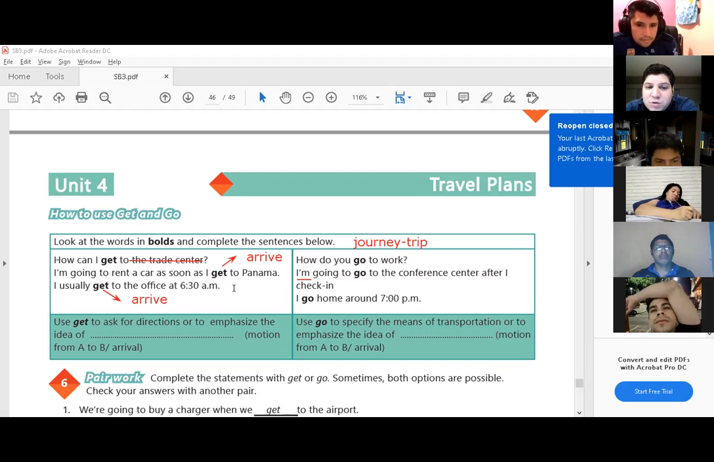Yes. Good. So, get emphasis on arriving. Go emphasis on the trip. How do you go to work? ¿Cómo te vas al trabajo? No como llegas al trabajo, ¿verdad? How do you go to work? Sí, porque si digo how do you get to work, I get tired. How do you go to work? ¿Cómo vas al trabajo? ¿Cómo te vas al trabajo? How do you go to work?